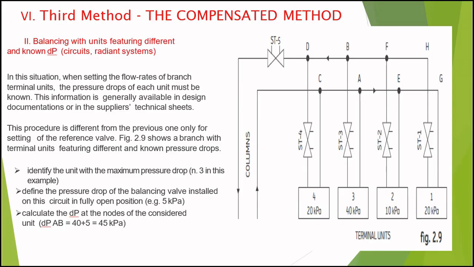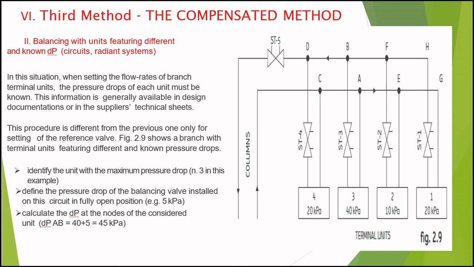Second option, balancing with units featuring different and unknown dP circuits, radiant systems. When setting the flow rates of branch terminal units, the pressure drops of each unit must be known. This information is generally available in design documentation or in the supplier's technical sheet. This procedure is different from the previous one only for the settings of the reference valve. This figure shows a branch with terminal units featuring different known pressure drops.